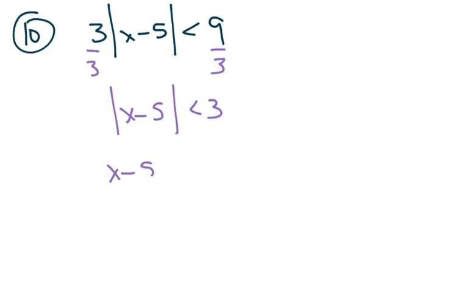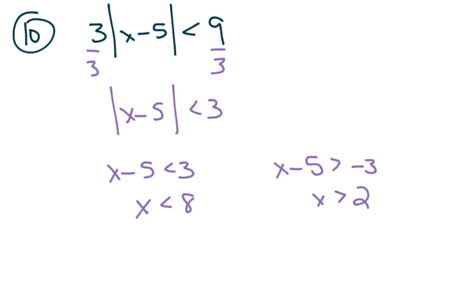They are x minus 5 is less than 3. The other one is x minus 5 is greater than negative 3. I'll determine in a minute whether it should say "and" or "or" between them. So the first answer is x is less than 8. The second answer is x is greater than 2.